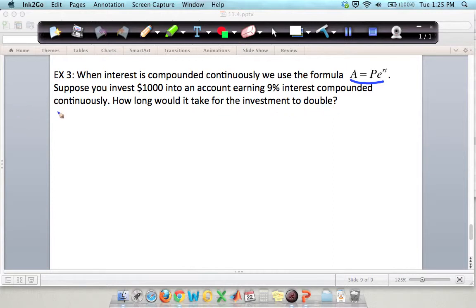So A is the amount that you would have after a certain amount of time. P is your principal, so that means how much money did you start with. R is your interest rate. Remember, you have to write that as a decimal. And T is your time.